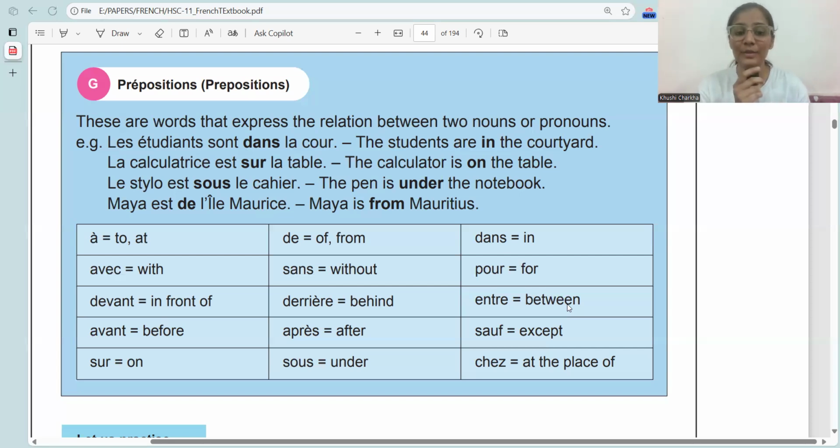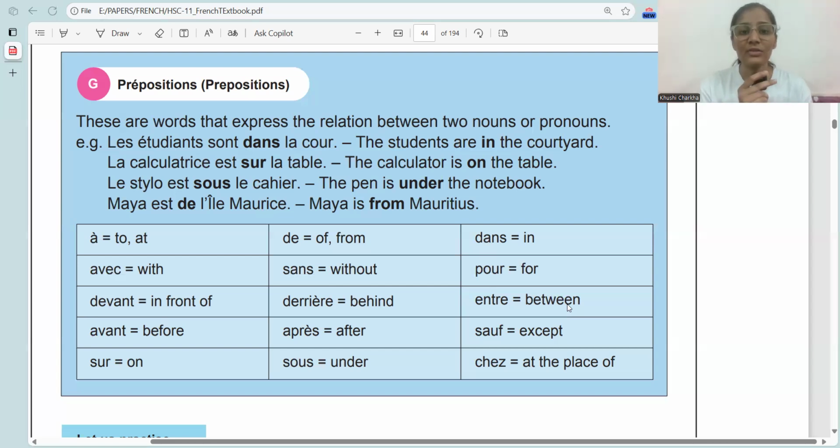Try to remember this preposition. All of these are evident. Chez is something new to us which is not equivalent in English. Chez means at someone's place. Now we'll look at the examples.